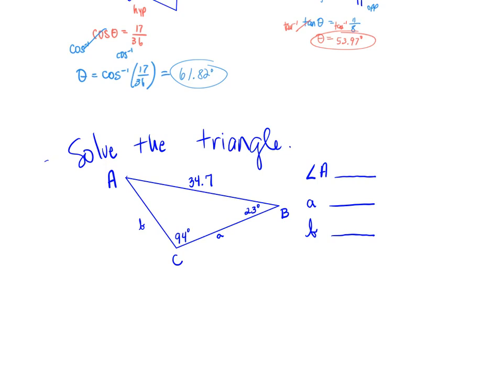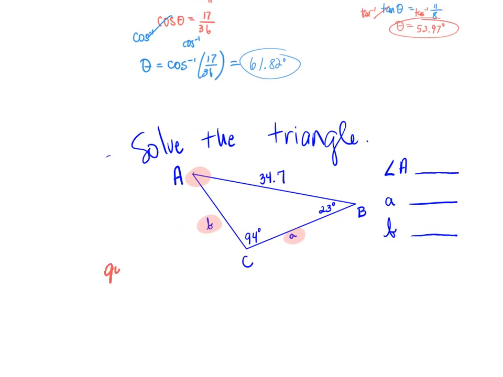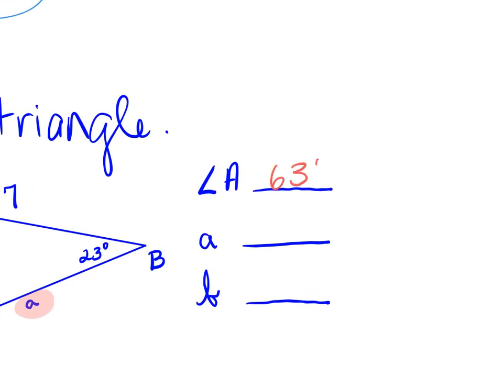They want us to solve all of the pieces that are missing. So I'm going to have to find the measure of angle A. I have to find side A, and I have to find side B. So the easiest thing to do starting off would be to find the measure of angle A, because I know that there is 180 degrees in a triangle. So the first thing I'm going to do is say, well, I have 94 degrees in one angle, and I have 23 in the other. So add that up, and I get 117 degrees. Well, that means angle A is 180 minus 117 degrees, which gives me 63 degrees. So the measure of angle A is 63 degrees.